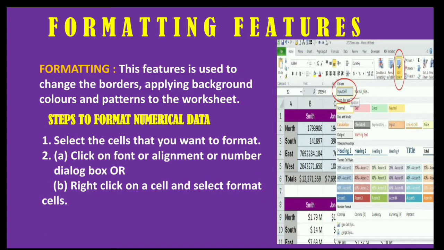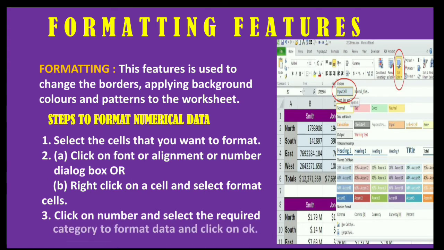Or right click on a cell and select Format Cells. This is the second method. Then click on Number and select the required category to format data and click on OK. So this is how you can format numerical data.